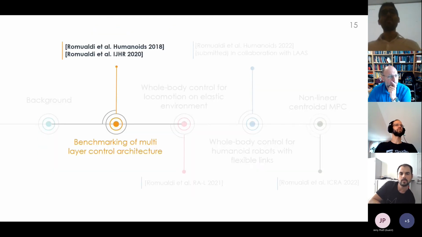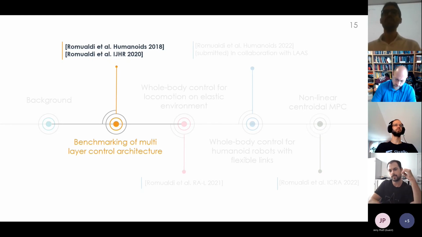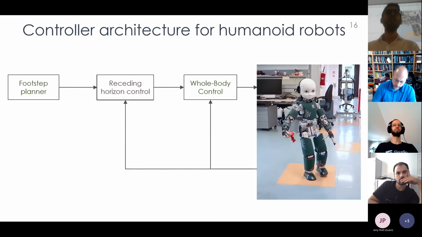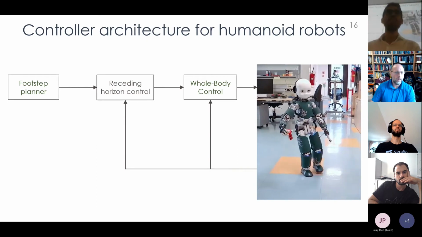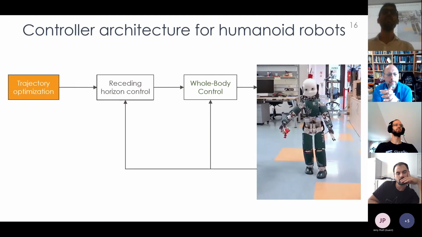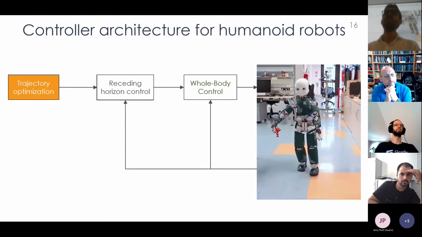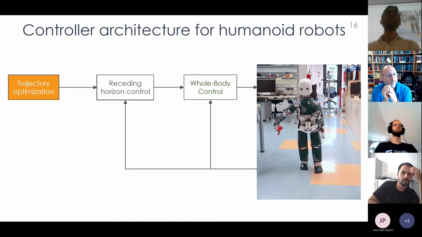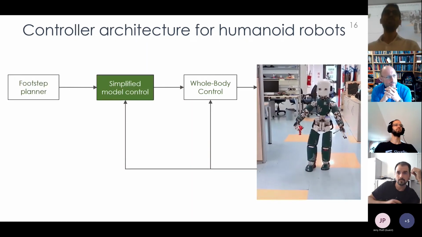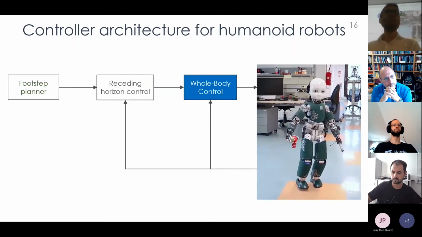Okay, so now I will present you the benchmarking of a multi-layer controller architecture. This work was initially submitted and published at Humanoids 2018, and then we extended it in a journal paper in 2020. So let's start again from the architecture, the three-layer controller architecture, and now I will change the name of some blocks, and I will explain why later. The footstep planner becomes the trajectory optimization layer, and this is in charge not only of generating the footstep positions, but also the DCM trajectory. The receding horizon controller becomes the simplified model controller. And finally, we have the whole body controller.